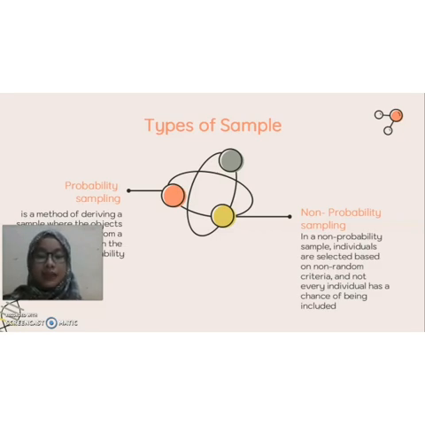Meanwhile, in a non-probability sample, individuals are selected based on non-random criteria, and not every individual has a chance of being included. Non-probability sampling techniques are often used for exploratory and qualitative research. In these types of research, the aim is not to test a hypothesis about a broad population, but to develop an initial understanding of a small or underserved population.